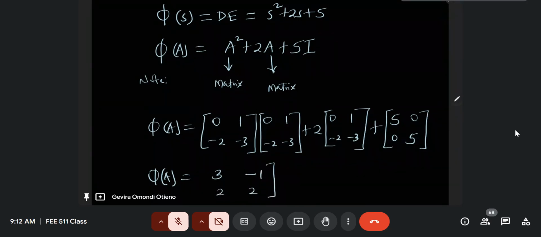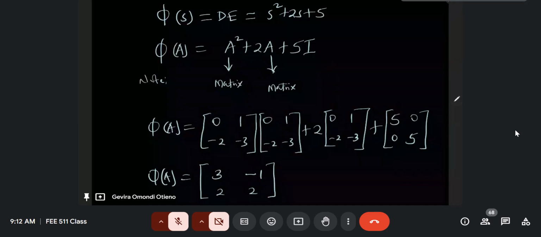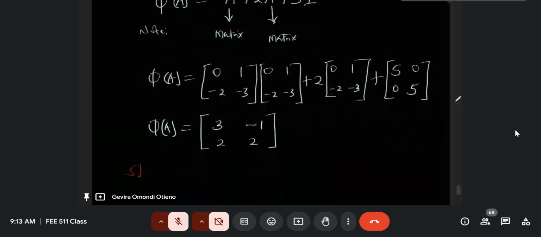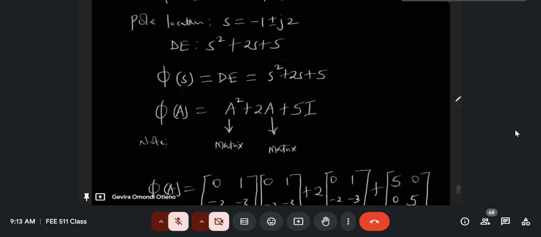Do your manipulation the best way you know how. Let me just confirm: 3, -1, then 2, 2. So this is our phi of A. And so we complete this step, which is step number 4. All these steps are usually just about 4 steps. So step number 4 is now finding K. And the K is given in the Ackermann expression.